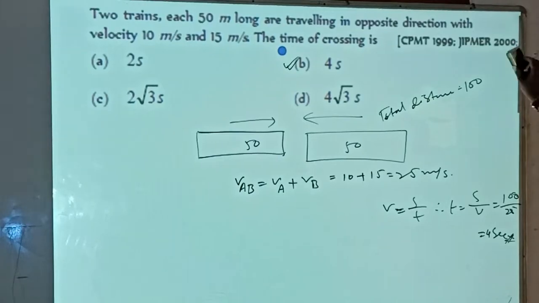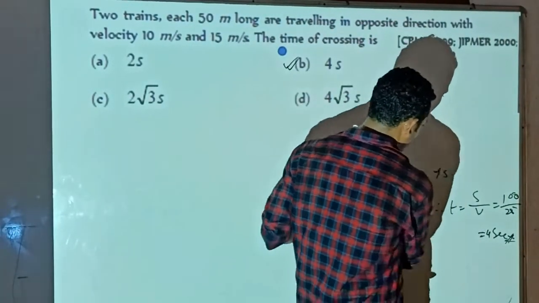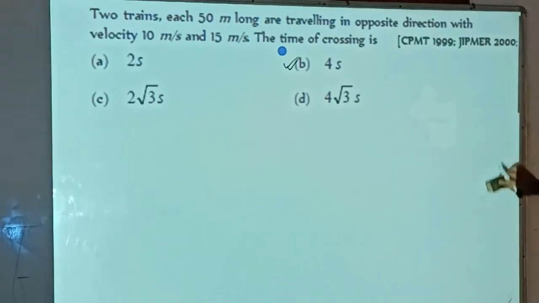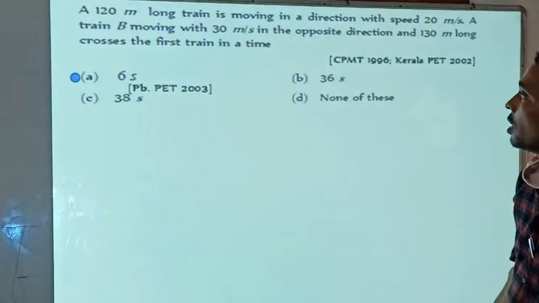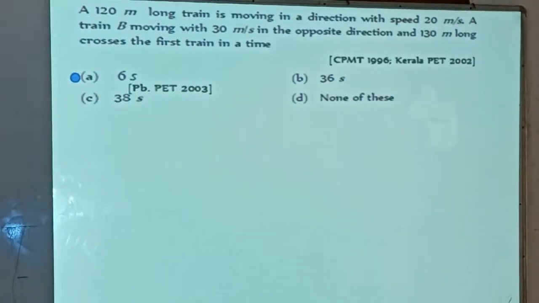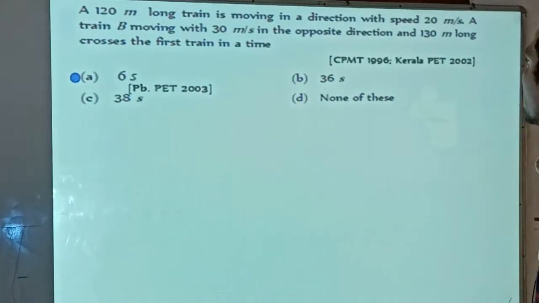You can pause and write this down. Okay, next question. A 120 meter long train is moving in one direction with speed 20 meter per second. A train B is moving with 30 meter per second in the opposite direction and is 130 meter long. It crosses the first train in the time?